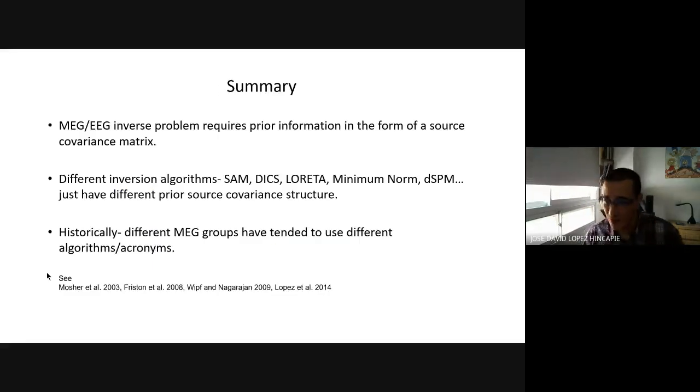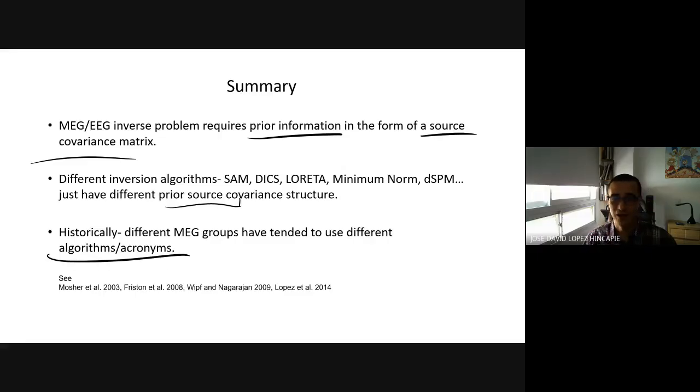Okay. So as a summary of what we have up to now, we know that the MEG-EEG inverse problem requires prior information. And that prior information comes from the source covariance matrix. The different algorithms that you saw, the only difference that they have is the prior source covariance. They use a different prior for the source covariance. It's the only difference with all these algorithms. And historically, every group has a name for them, usually their ex-girlfriend, I guess, because they are all feminine.